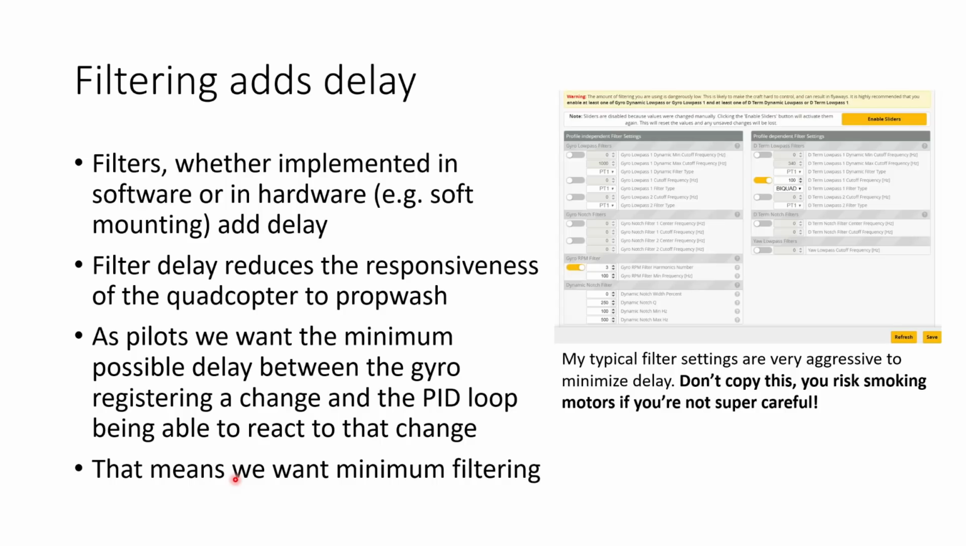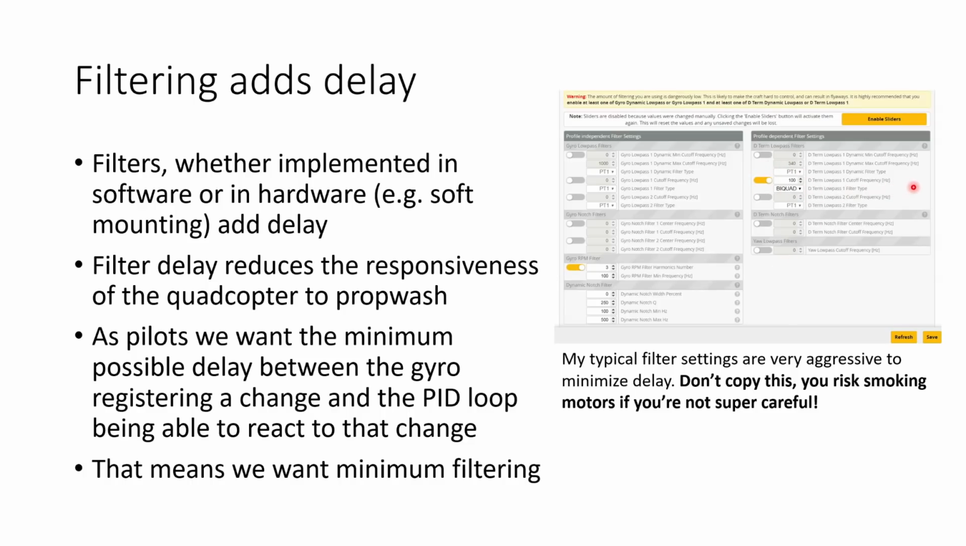But of course, if we lower the filters too much, we run into other issues like oscillations, flyaways, and hot motors. So we can't reduce the filtering to zero, but we do want to reduce it as far as we possibly can. And to give you an example, I've put up here my typical filter settings for a GEP RC Mark IV frame that I fly. And you can see that I have very little filtering on this frame. I've turned off all my low pass filters. I've turned off all the notch filters. I literally have a gyro RPM filter there, the RPM filter, the dynamic notch filter, and one D-term low pass filter.